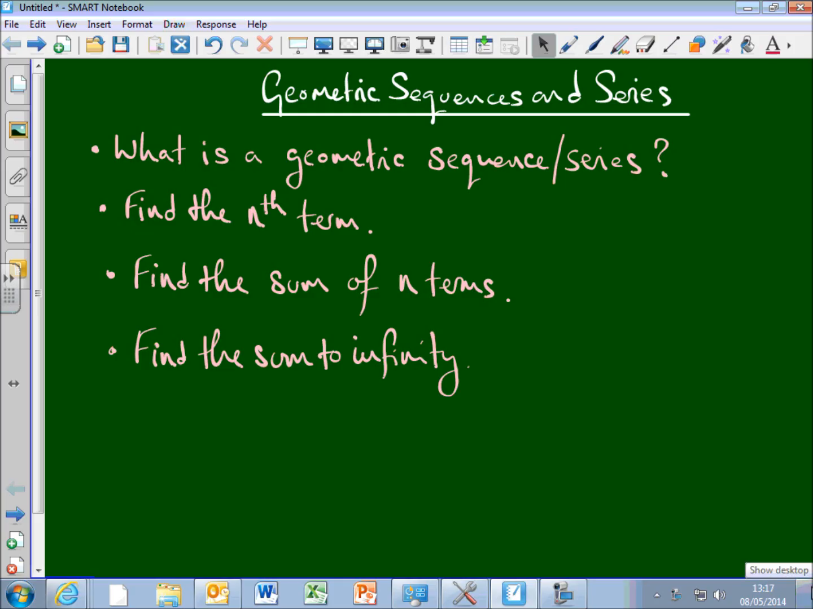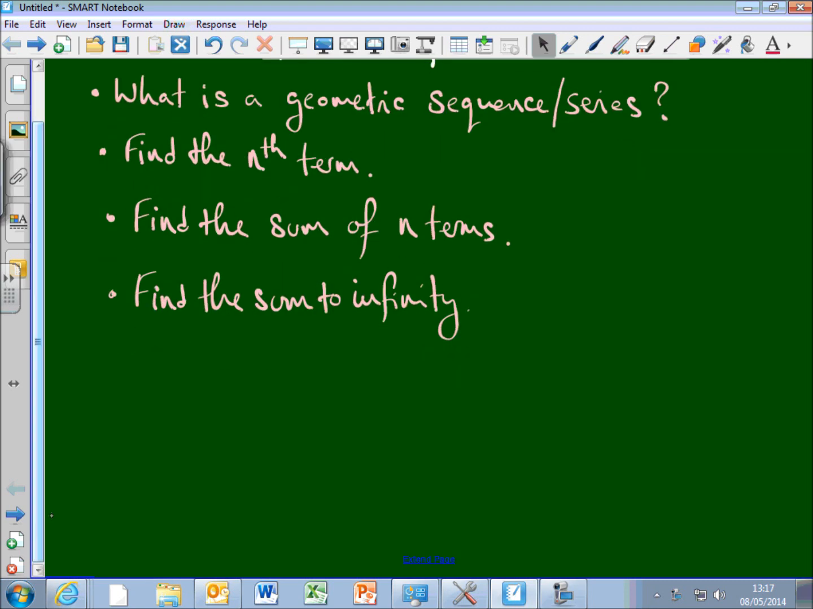So we're going to talk about geometric sequences and series. And so we're going to find out what a geometric sequence and series is. We're going to find the nth term of the sequence, okay? And then we're going to find the sum of so many terms, and then we're going to do this thing called the sum to infinity, which is like the last sort of thing to do, okay? Right. So first of all, come down here.